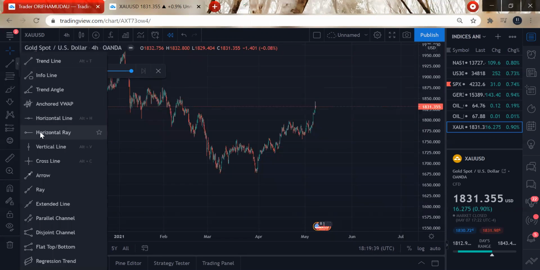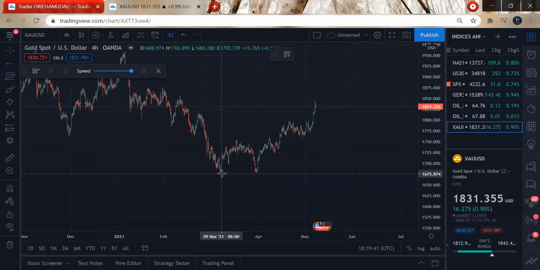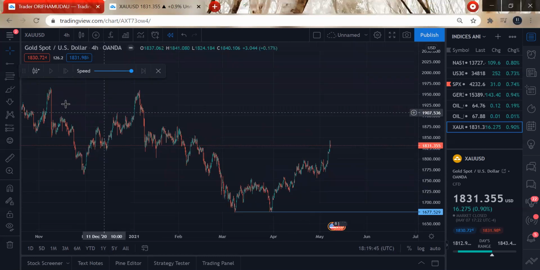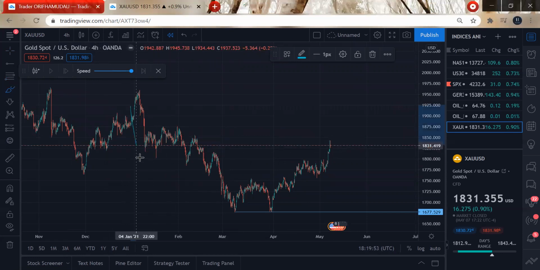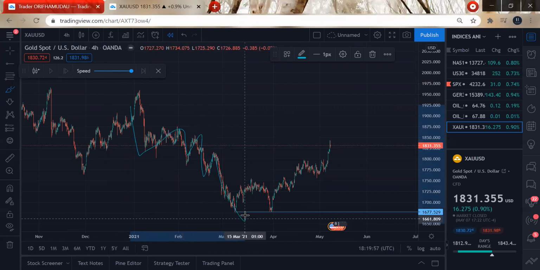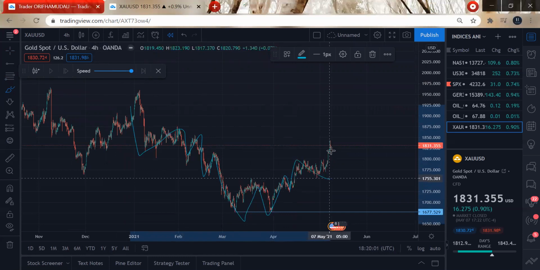I'm going to take my horizontal ray, take my lowest lows. See, these are the double bottom, lowest lows. And then on your left-hand side, you see how the market is moving. Impulse, correction, impulse, correction, impulse, correction, impulse. See, and then from here, double bottom. And then what's happening? Impulse, correction, impulse, correction, impulse. Even this one is straightforward.